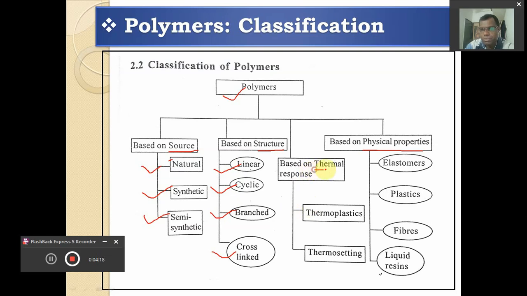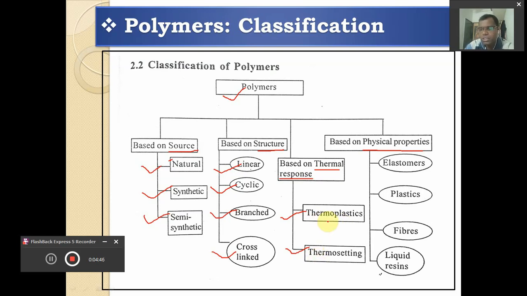Again, based upon the thermal response, how the polymer responds on heating, these polymers are classified as thermoplastic polymer and thermosetting polymer. The response of a polymer will be different on heating, and based upon the response of the polymer to heat, these are called thermoplastic and thermosetting.